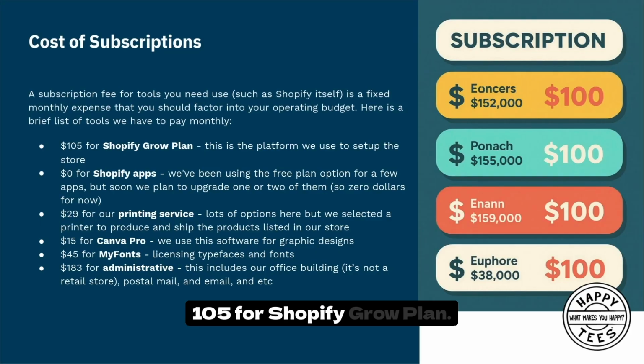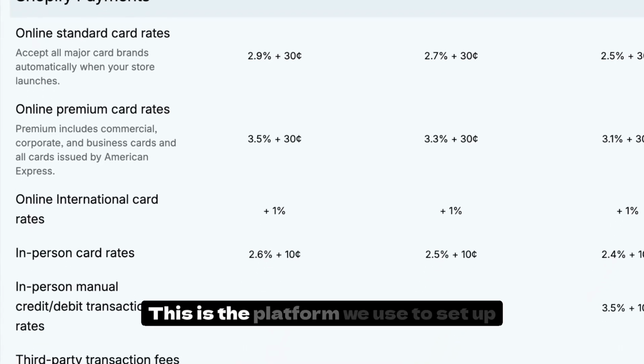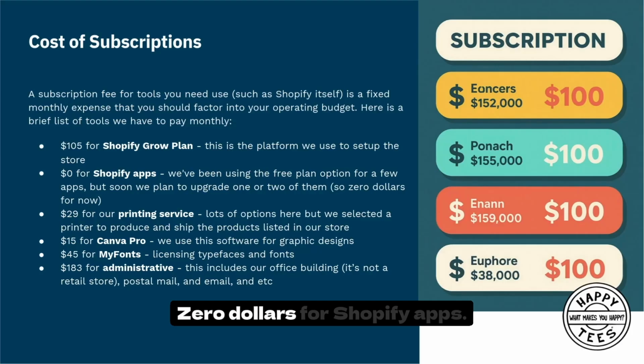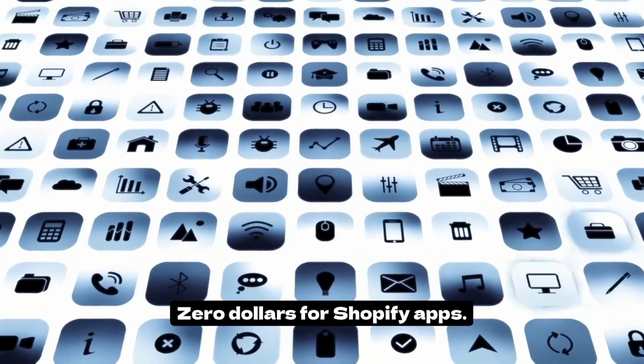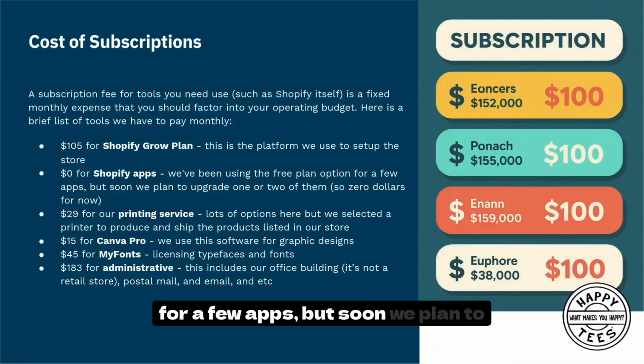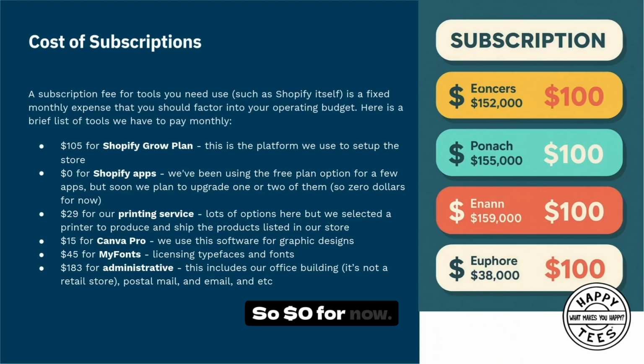$105 for Shopify Grow Plan. This is the platform we use to set up the store. $0 for Shopify apps. We've been using the free plan option for a few apps, but soon we plan to upgrade 1 or 2 of them, so $0 for now.